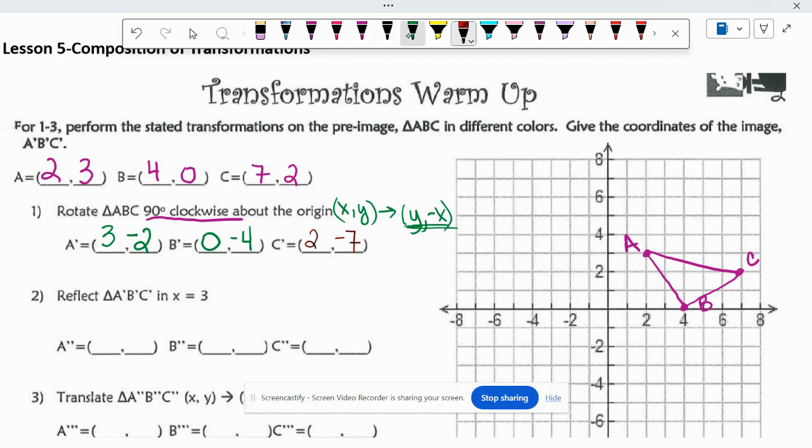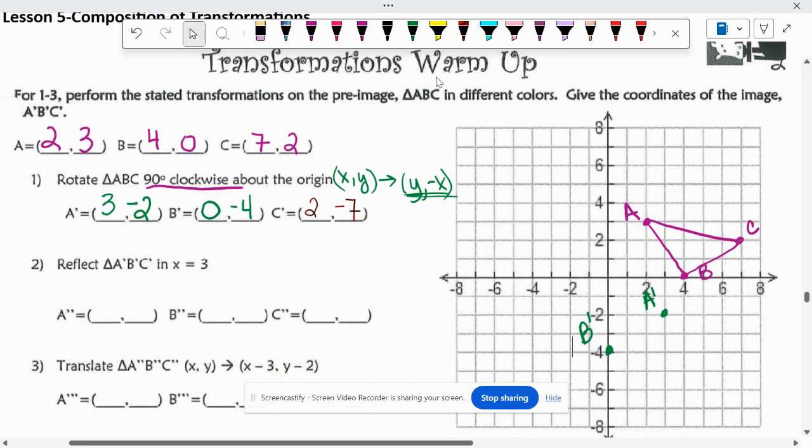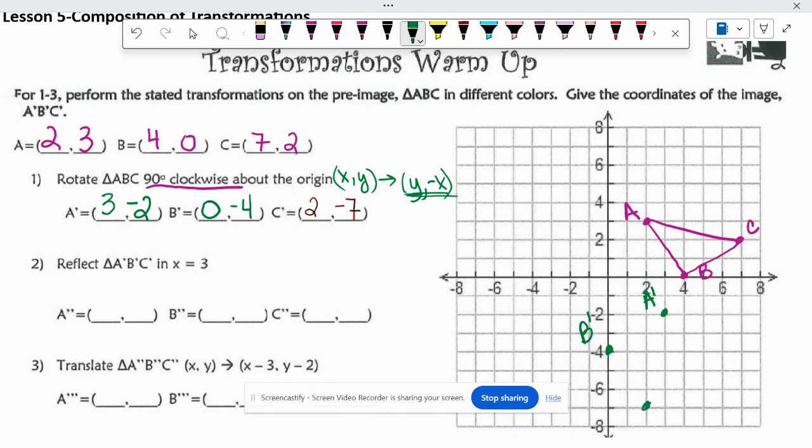Okay, so I'm going to graph this one in green. So I have the point 3, -2, and this is A prime. And then I have the ordered pair 0, -4, B prime. And I have the ordered pair 2, -7, which is right here, C prime. So I did all of those movements in green. Okay.